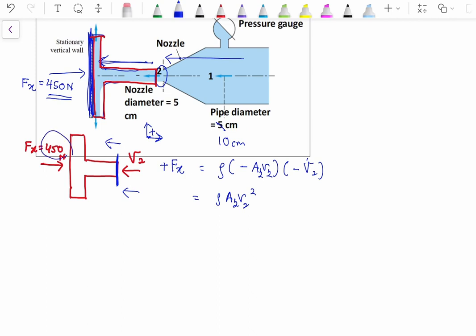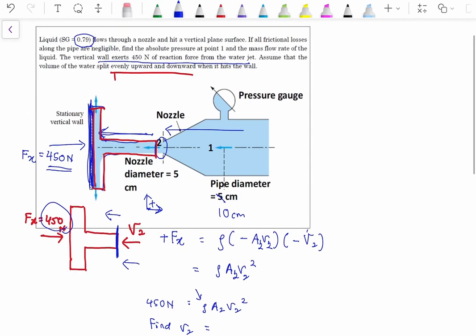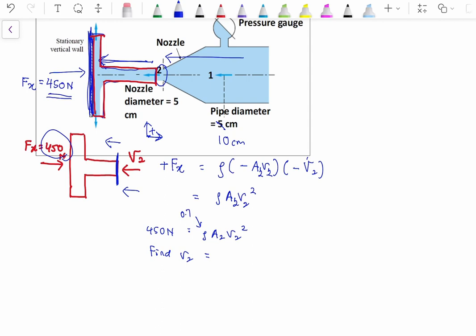Substitute the value given there, 450 Newton equal to rho A2 V2 square. Find our V2. Okay, plug in the values. Please remember that this is not water, it's liquid of 0.79 Sg, so 0.79 Sg. Solve for your density, then your V2 becomes 17.03 meter per second.